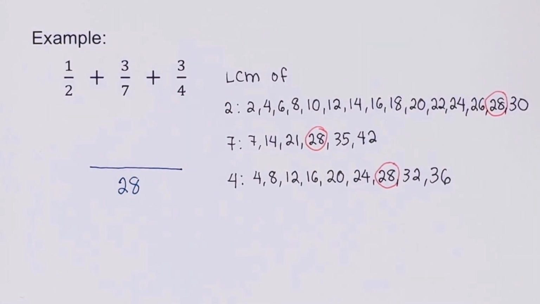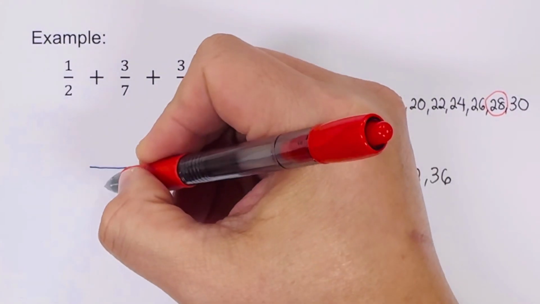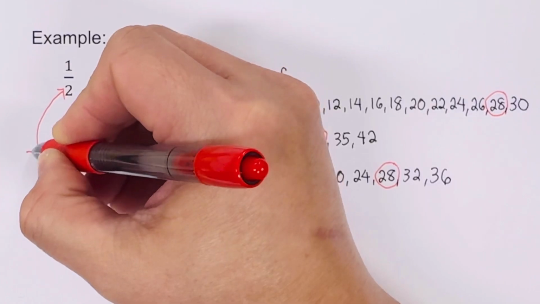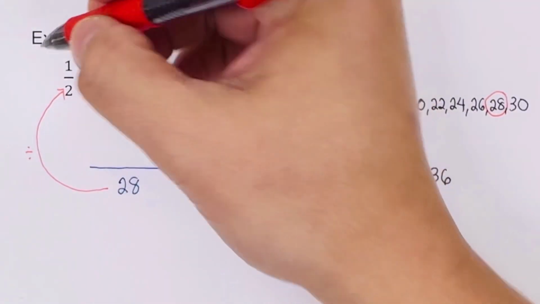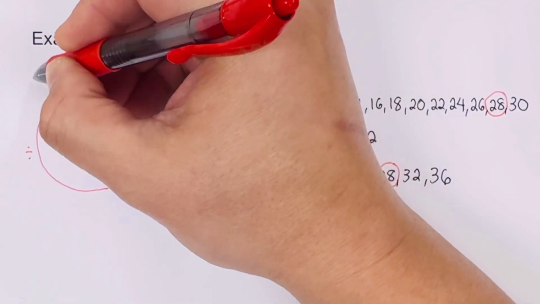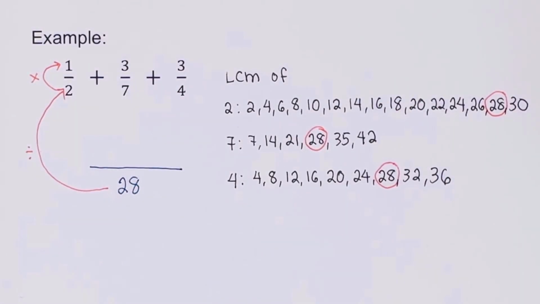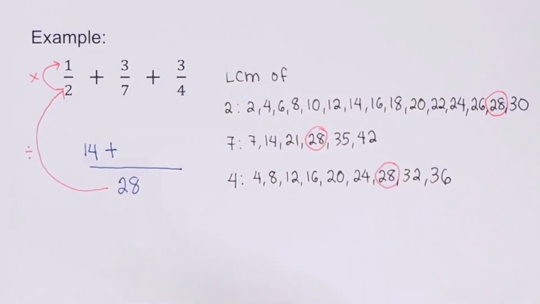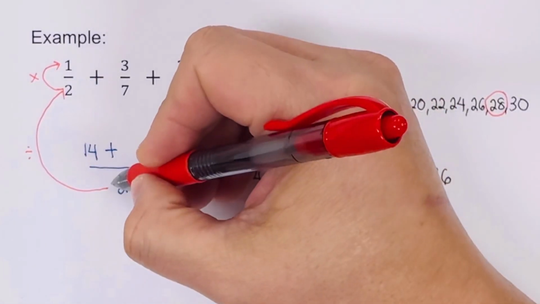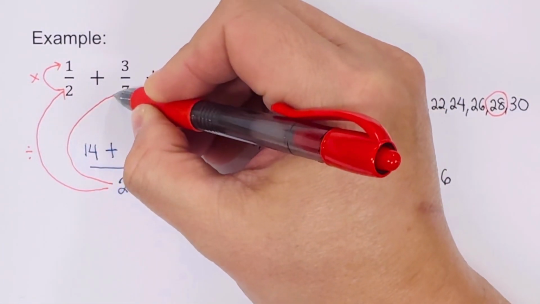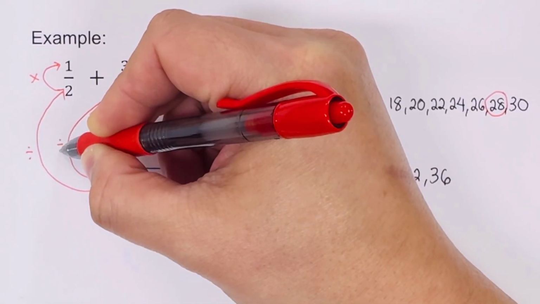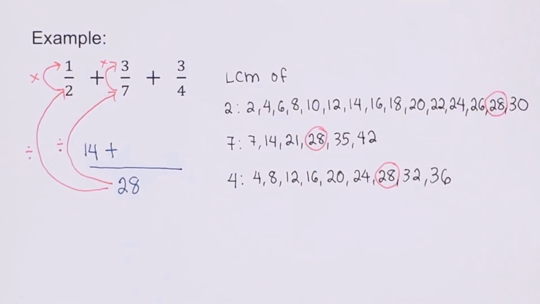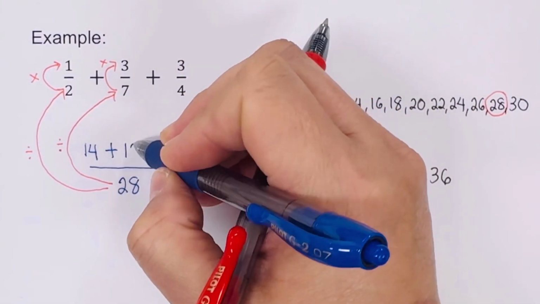And then what we do next is we do the same thing. So that is 28 divided by 2 is 14. 14 times 1 is 14. So I'm going to write 14 here. And that's a plus. And then we do the same thing. 28 divided by 7 is 4. 4 times 3 is 12. So I'm going to write 12 here.